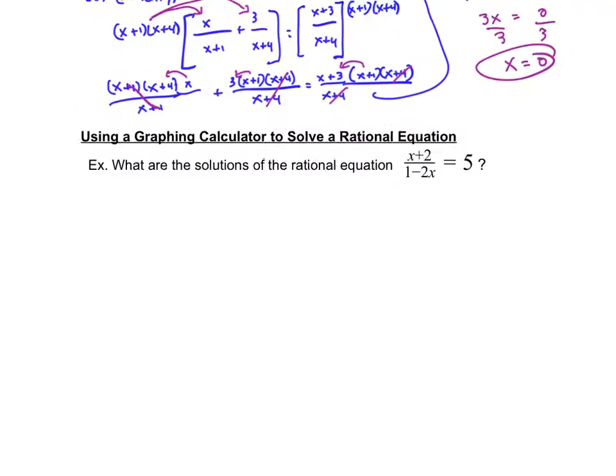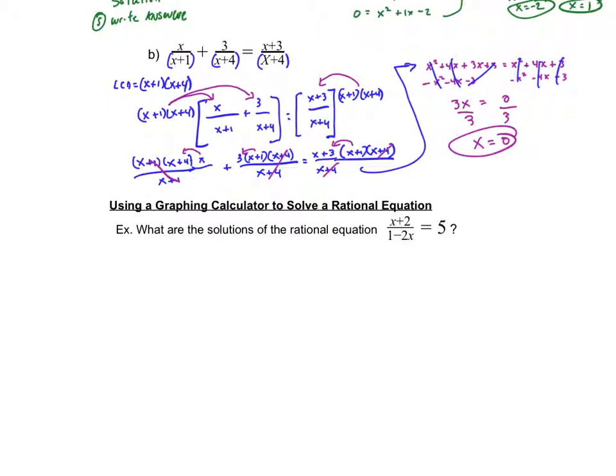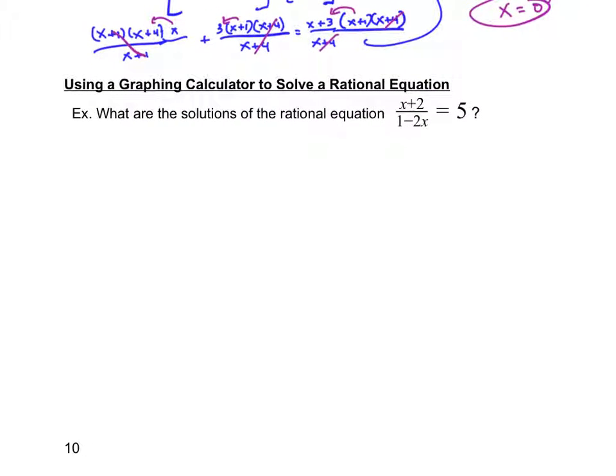As we move forward, using the graphing calculator, we're going to solve this equation. One of the easiest ways for us to do that is to do my cross multiplication, and it's going to give me x + 2 = 5(1 - 2x). Here again, do some distribution so you can just see it.